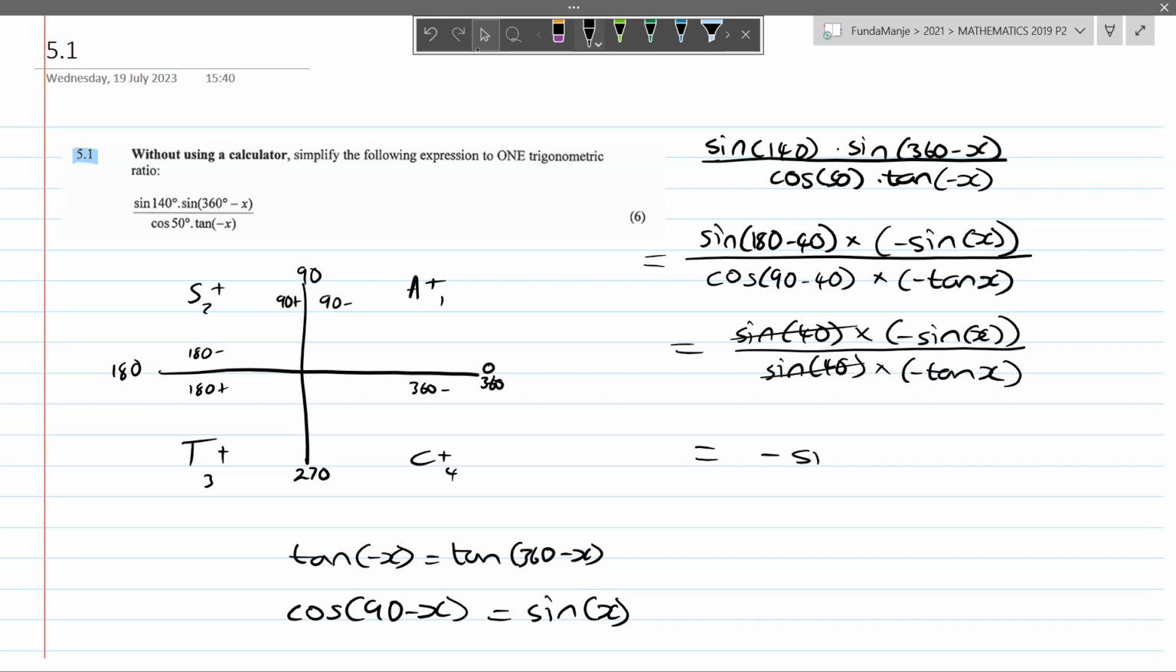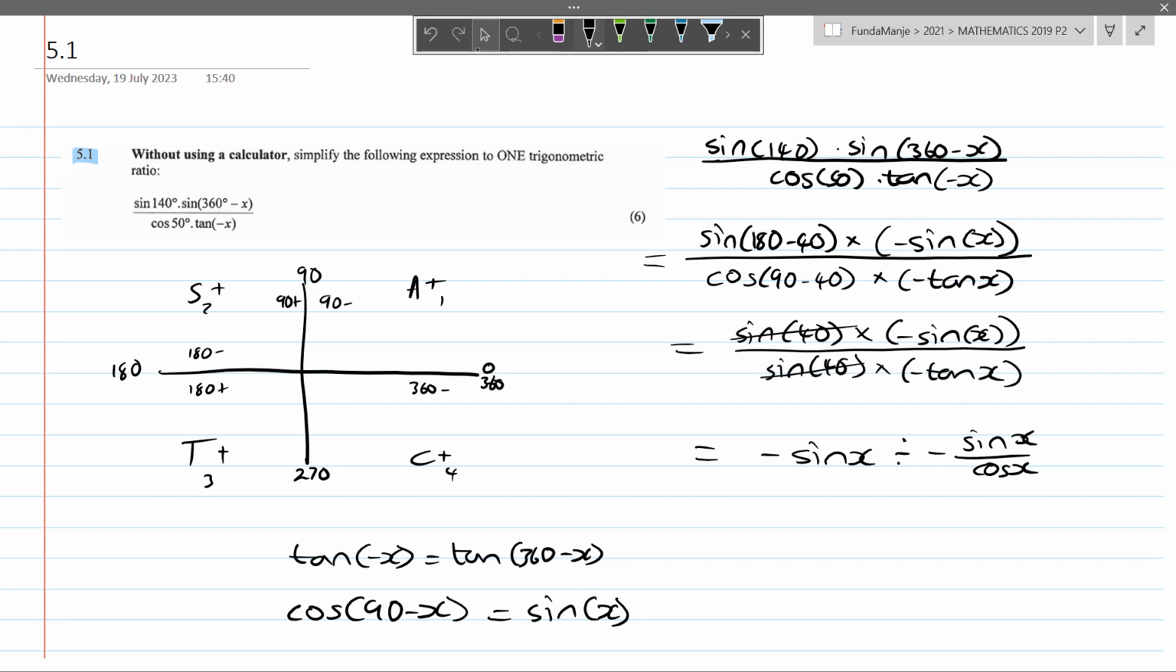minus sine x. And since this is a division sign, I can either turn it into minus sine x over the identity for tan x, which is sine x over cos x, but in this case I'll rewrite it like this, divided by sine x over cos x. This is to avoid my fraction being too long.